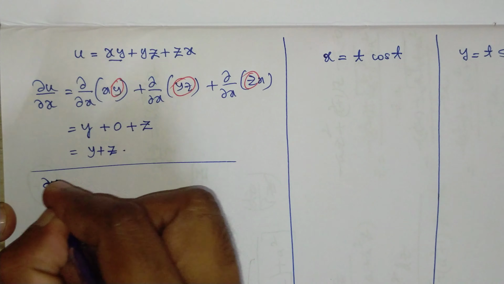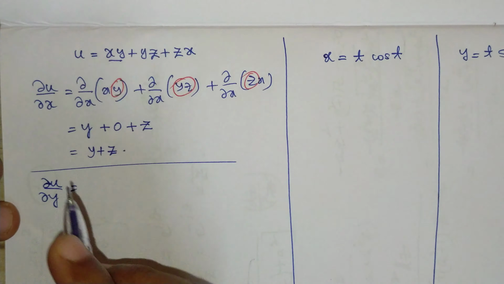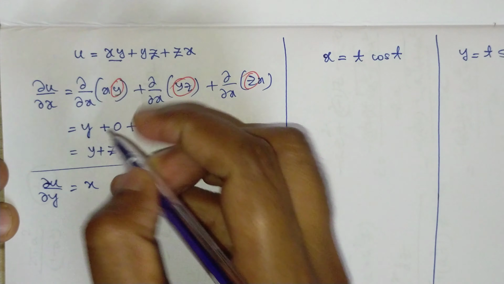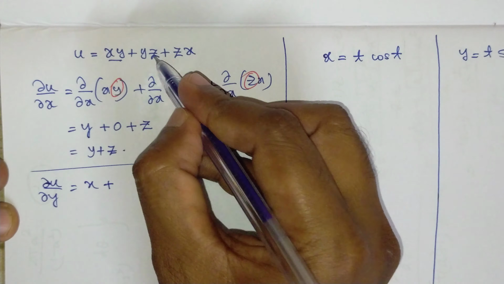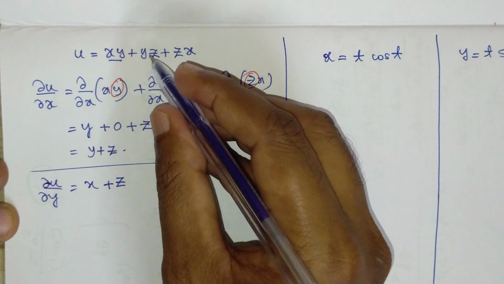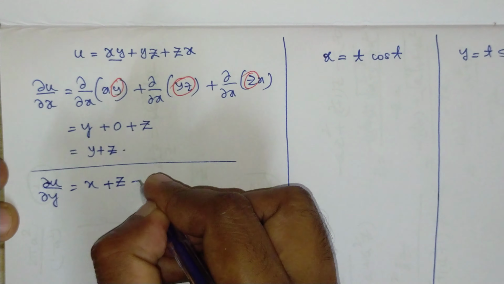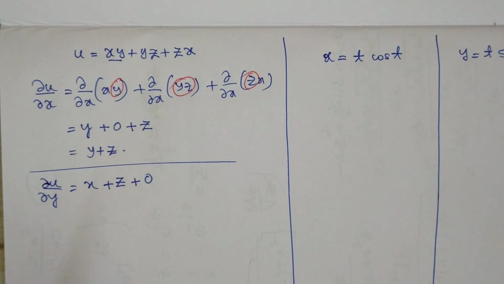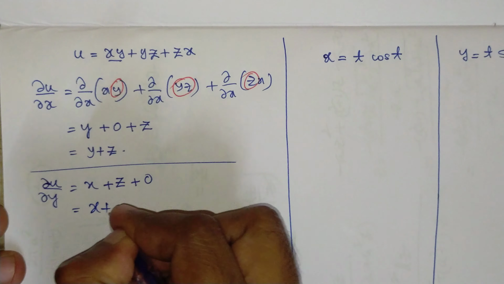Right. So we can calculate dou u by dou y. So here x and z are constant. So here x is constant, take it outside. The differentiation of y with respect to y is 1, plus here z is constant, take that outside. The differentiation of y with respect to y is 1, plus here z and x both are constant. The differentiation of zx with respect to y is 0. So the answer is x plus z.